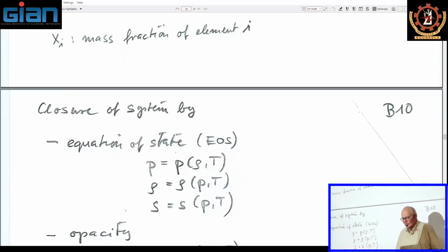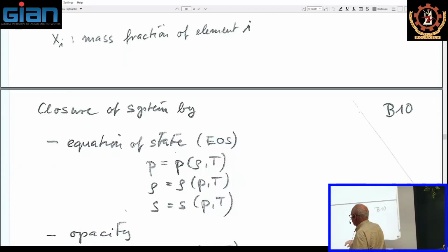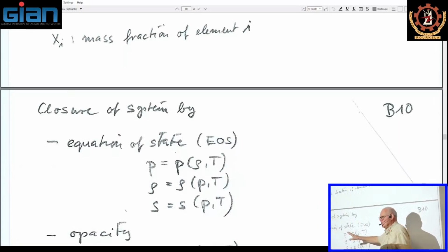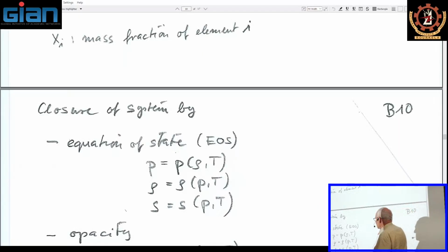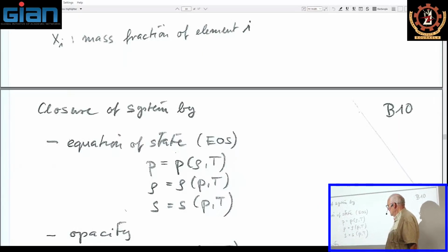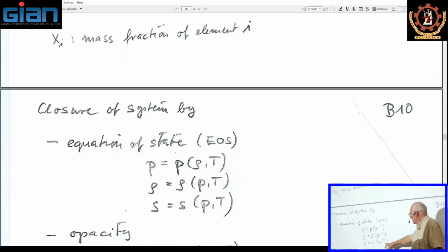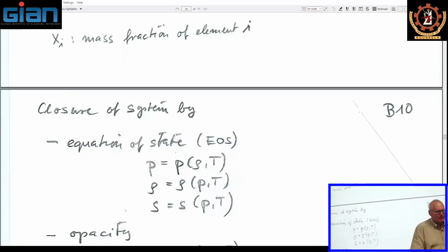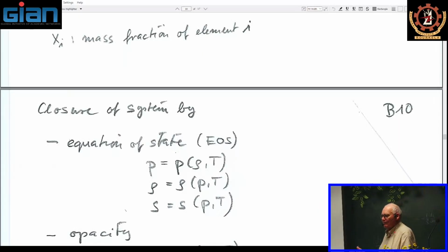So these quantities in the brackets are called the thermodynamic basis. Here the thermodynamic basis is density and temperature, and you express any other quantity in terms of density and temperature, and in this case the thermodynamic basis would be pressure and temperature, and then you write all the quantities in terms of pressure and temperature. For instance, here the entropy can then be expressed as a function of pressure and temperature. Well, this equation of state has to be provided by the thermodynamics.